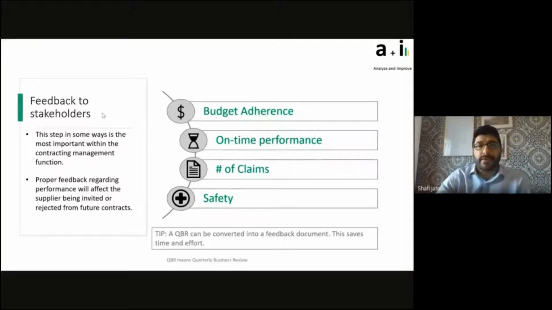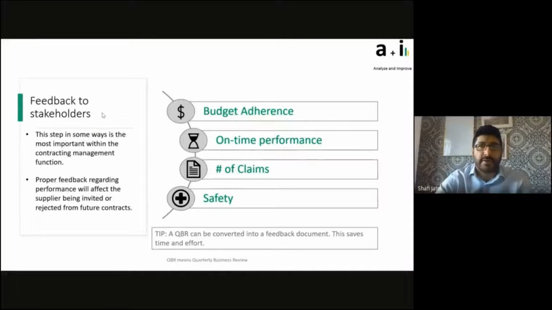Everybody would like the relationship to continue and to prosper together. And the graphic on the right: budget adherence, on-time performance, number of claims. These are multiple. This is non-exhaustive. You can have many other KPIs in here under each subheading to give you a very detailed QBR report. That can be a feedback report as well.